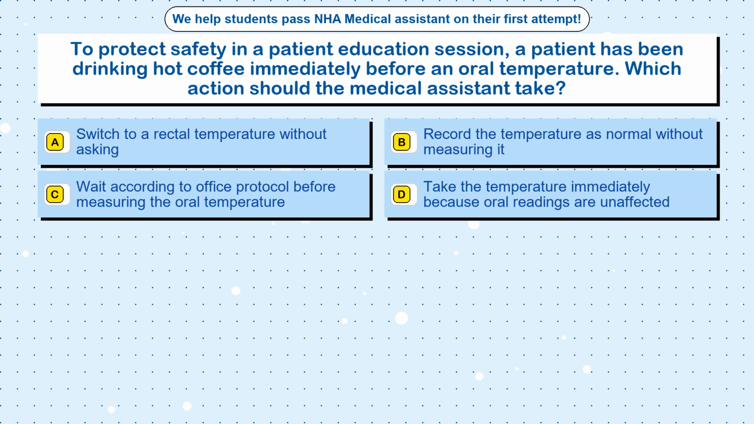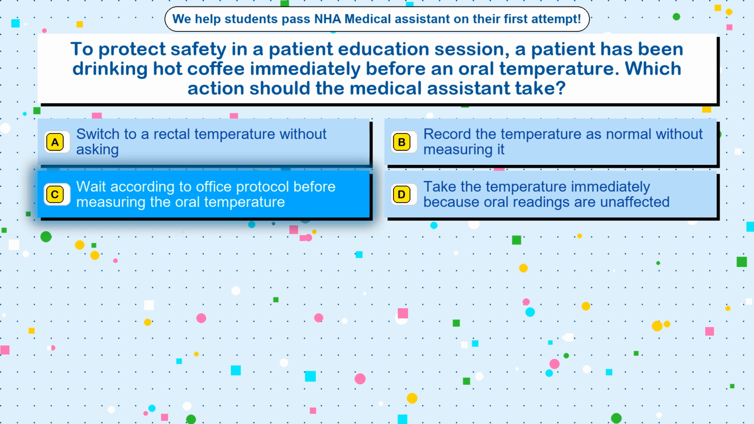Question 96. To protect safety in a patient education session, a patient has been drinking hot coffee immediately before an oral temperature. Which action should the medical assistant take? Option A. Switch to a rectal temperature without asking. Option B. Record the temperature as normal without measuring it. Option C. Wait according to office protocol before measuring the oral temperature. Option D. Take the temperature immediately because oral readings are unaffected. The correct answer is option C.